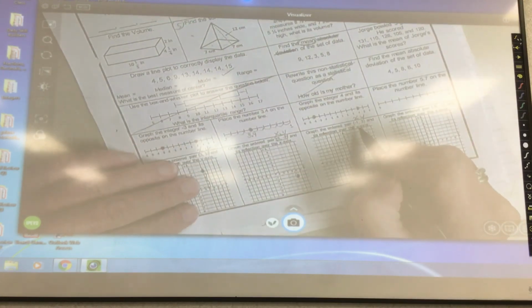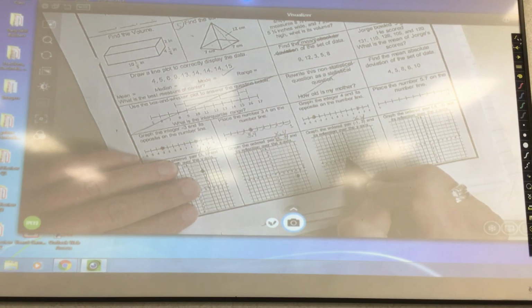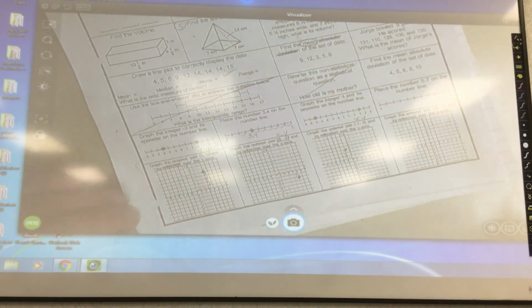X goes left or right, and since we have a negative 1, we're going to go left. So left to negative 1, and then it is a positive 3, so we're going to go up. 1, 2, 3, and we're going to place our dot right there. And I'm done.